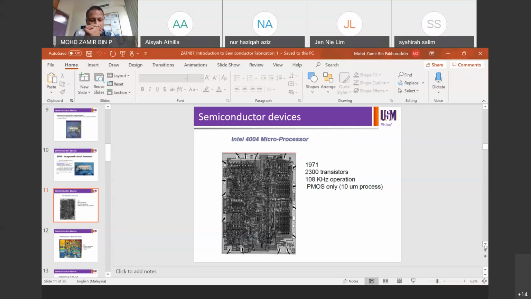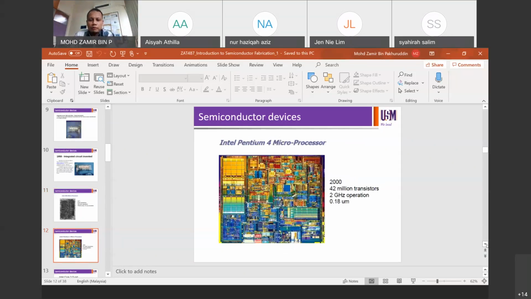Now we are at gigahertz. So gigahertz is 10 to the 9, right? This one is only 10 to the 3, so 6 orders of magnitude higher. The PMOS processor was only a 10 micron process, so that's very thick, a big transistor. Then Pentium 4 in 2000: 42 million transistors, 2 gigahertz operation, 0.18 micron process.